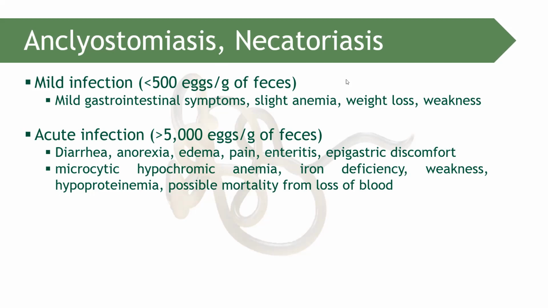Well, of course, anorexia, edema, pain, enteritis, and epigastric discomfort. And the anemia associated to Necator americanus is what we call microcytic hypochromic anemia. Take note, microcytic hypochromic anemia. Iron deficiency anemia is also possible in Necator and Ancylostoma duodenale. Weakness and hypoproteinemia. Possible mortality because of the blood loss. Okay?